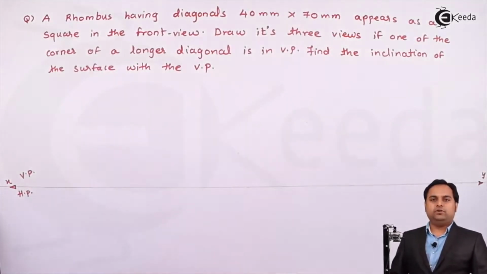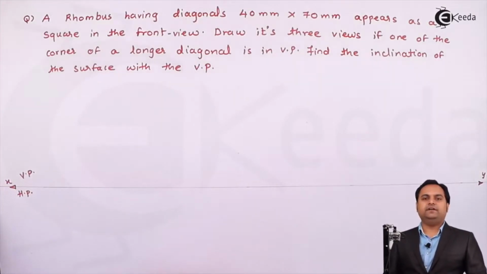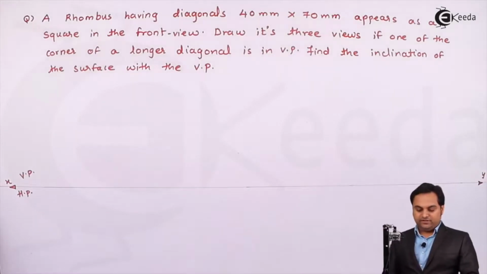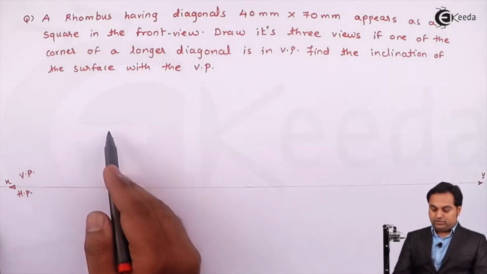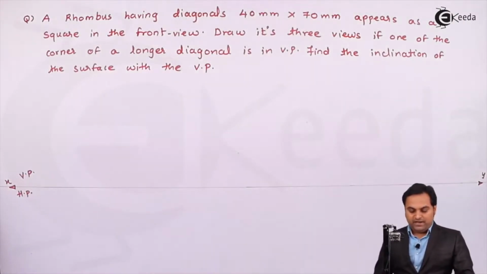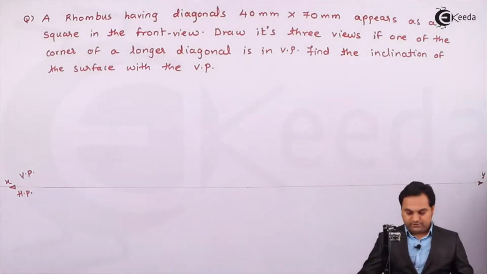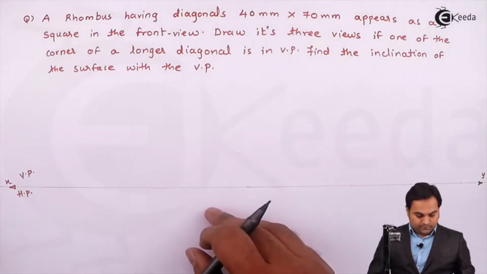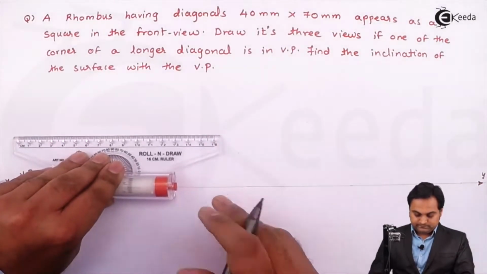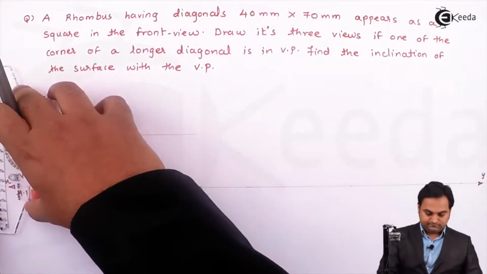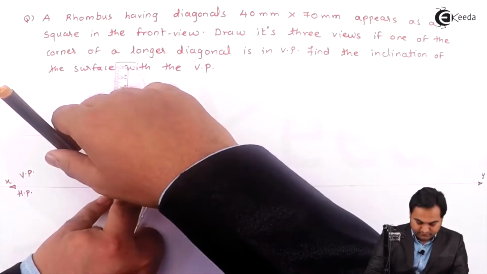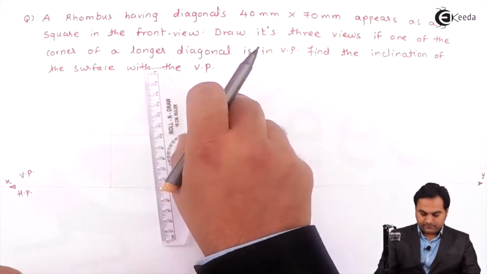So if one of the corners is in VP, it means the entire rhombus is in VP. And I have to draw it in such a way that the longer diagonal is horizontal and the shorter diagonal is vertical. Why I am doing this, the condition I'll explain here. First, I'll draw a light horizontal line. Then a light vertical line passing through it.